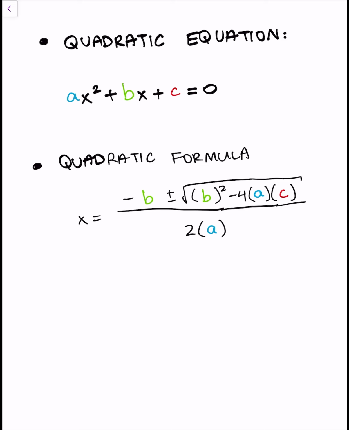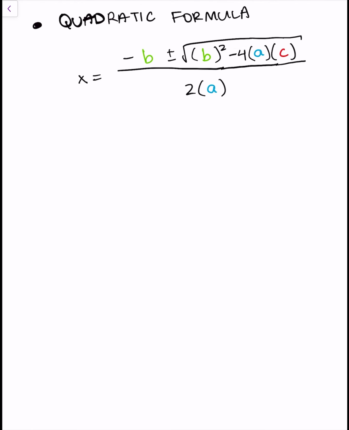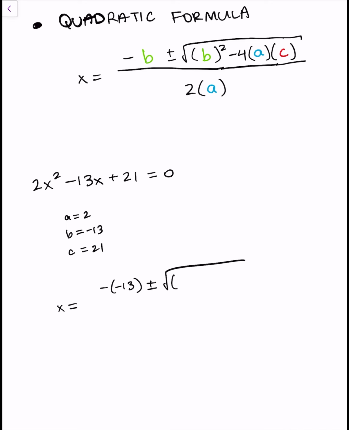So let's start off with one of the examples that I showed before, which was 2x squared minus 13x plus 21 equals 0. In this example, a equals 2, b equals negative 13, c equals 21. And then all we're going to do is plug it into the quadratic formula. So x equals negative b, so negative of negative 13, plus or minus the square root of negative 13 squared minus 4 times a, which is 2, times c, which is 21, divided by 2 times a, so 2 times 2.